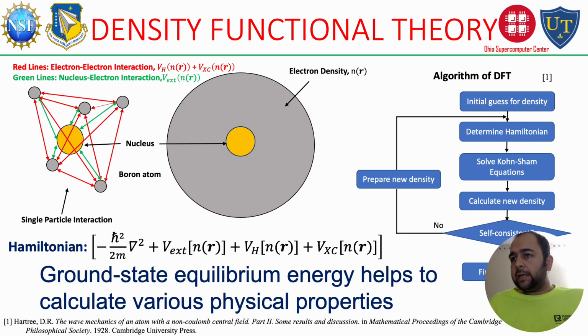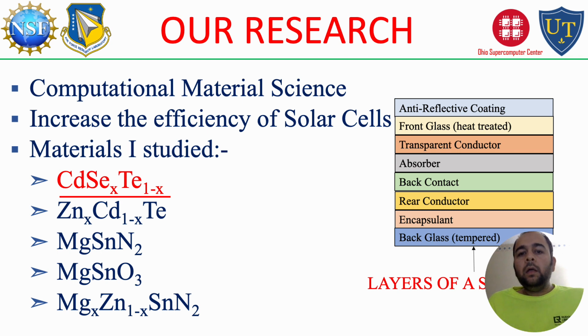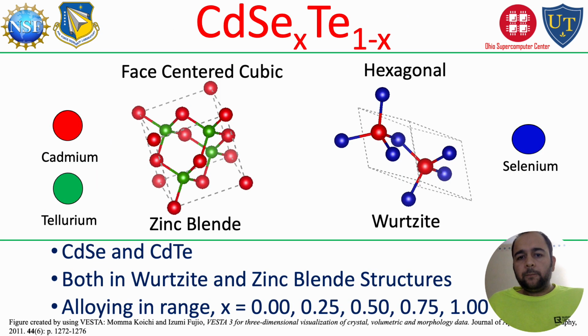So that is the ground state energy, which can be used to ultimately figure out any other physical property that can be calculated by using density functional theory. So density functional theory actually gives us only the energy, which can be further utilized to calculate other physical properties. So I want to discuss briefly 2 of the research projects that I did, just to show what kind of research I did in the past.